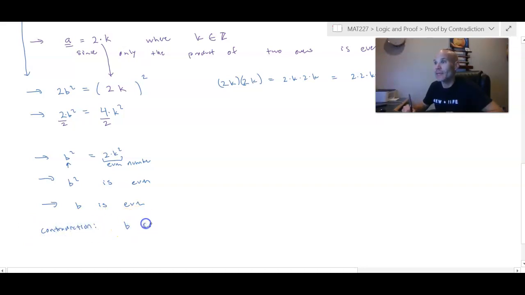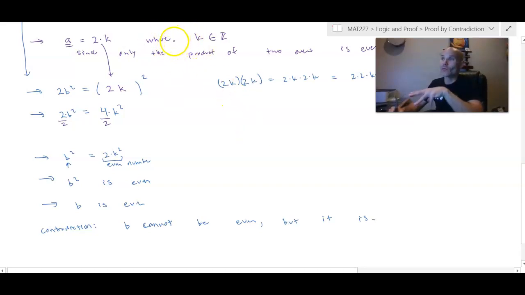B cannot be even, but it is. Right? So we can't have B being even and B not being even. We didn't assume that B was odd, but we established that A is even, and if the fraction A over B is in reduced form, then B can't be even, but the mathematical logic led us to the conclusion that B is even, and that's a contradiction.